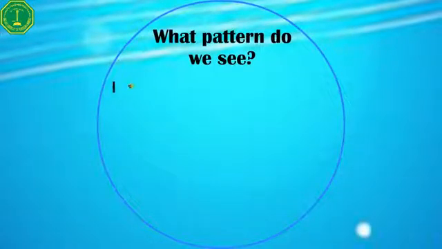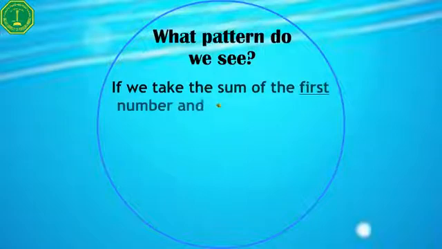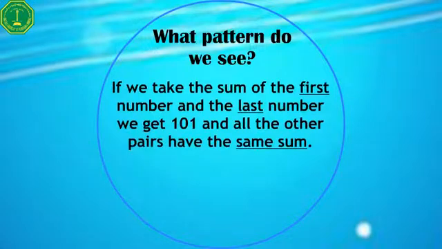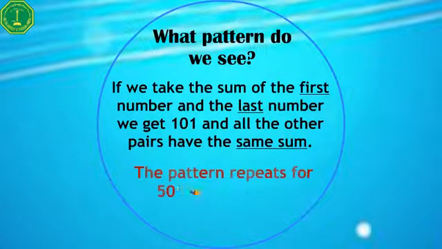If we take the sum of the first number and the last number, we get 101, and all the other pairs have the same sum. And we figure out that the pattern repeats for 50 times. And we know that 50 equals 100 divided by 2. In other words, we get 50 by dividing the last number by 2. Gotcha.